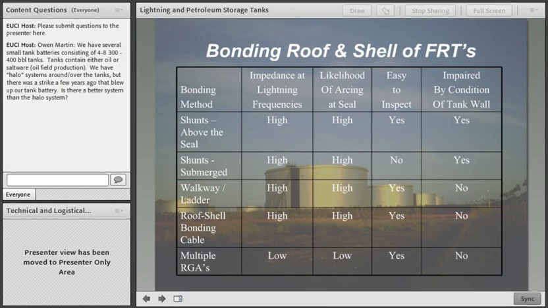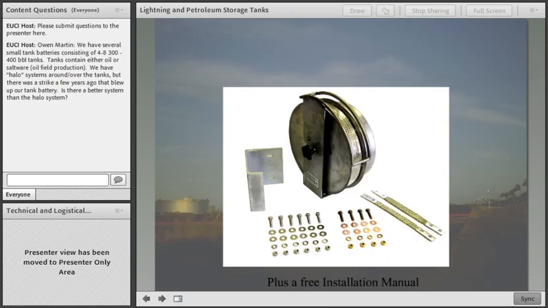The last option is to use multiple retractable cables. These would have a low impedance during lightning frequencies and therefore reduce the likelihood of arcing at the seal. They're also easy to inspect because they're up at the rim where they're easy to get to, and further, they would not be impaired by the condition of the wall. So, for example, if the wall is rusty or covered with tar or wax, it really doesn't matter because the cable's bypassing the corroded or waxy connections.